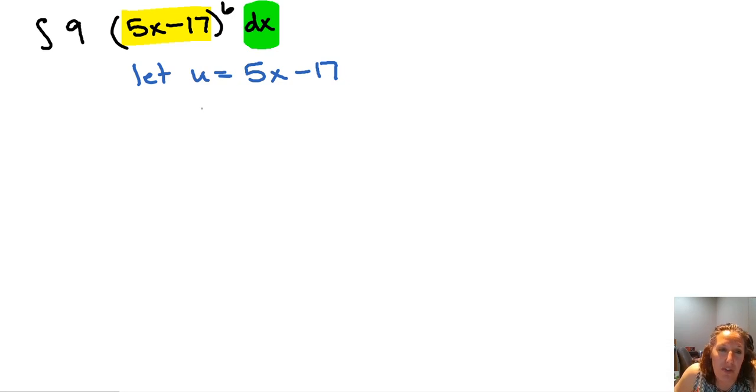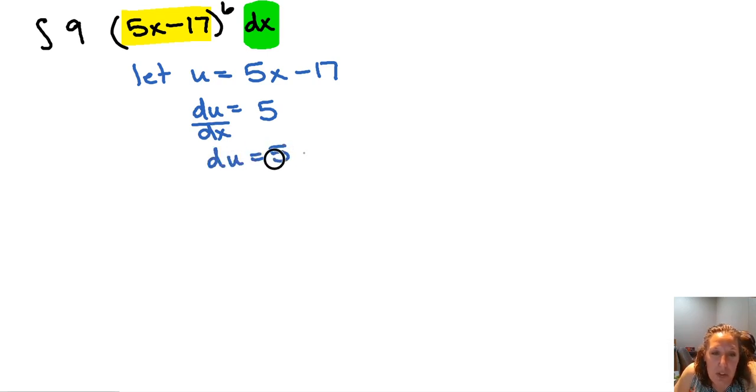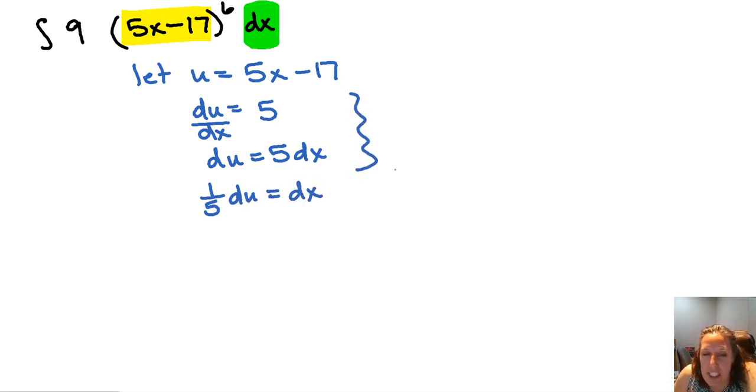And so we're going to take the derivative of both sides. The derivative of u is equal to the derivative of 5x minus 17, which is 5, and then technically we've got du over dx. Well, what we're going to do is think of that dx as multiplying by both sides, and we get du equals 5 dx. Now, we want to substitute just in for dx, not 5 dx, so let's divide both sides by 5 here, and we'll get 1/5 du equals dx. Now this part, you can probably skip some of those steps once you get used to it.